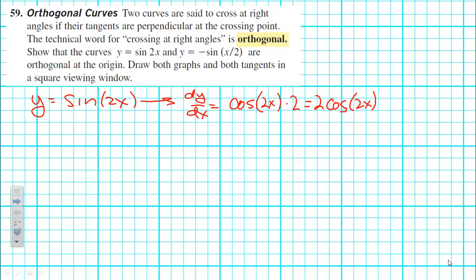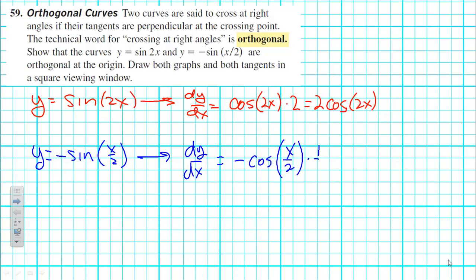Let's do the other curve. y is equal to negative sine of x over 2. That leads to dy/dx is equal to negative cosine, leave the inside the same, multiply by the derivative of the inside, which is 1/2, or negative 1/2 cosine of x over 2. Are we okay? Okay.